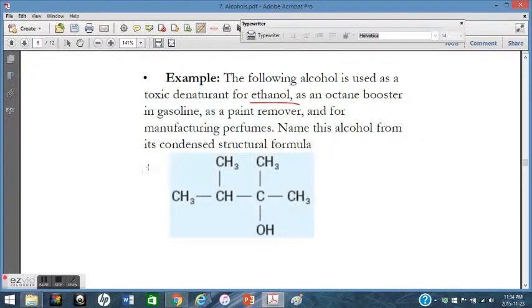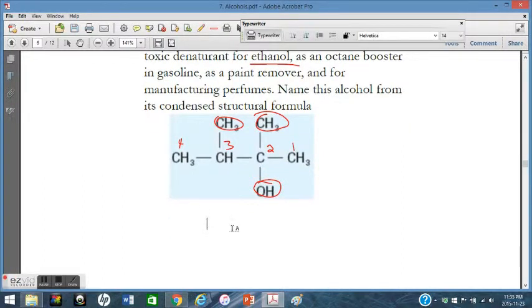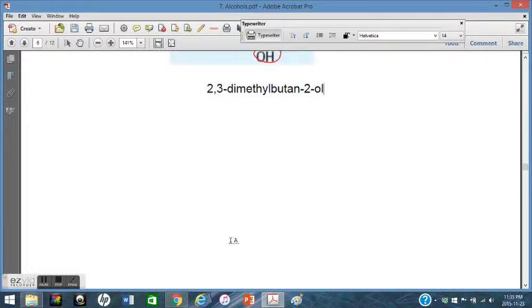Okay, and so let's look at this alcohol. It is 1, 2, 3, 4 carbons long, and we look and say, oh, 2 and 3 have a methyl group, and the number 2 has the alcohol group. So this one, pause it if you want, try it on your own. 2,3-dimethylbutan-2-ol. Okay.